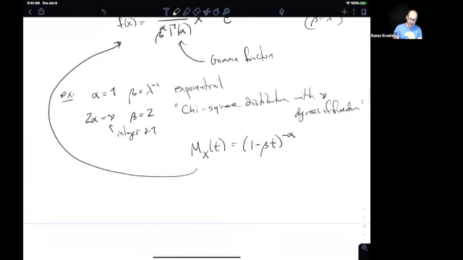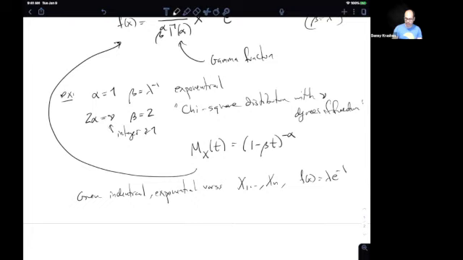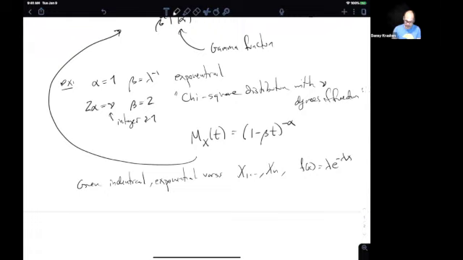So for example, if we're given identical exponential variables x1 through xn, where they each have the probability density function f of x is lambda e to the minus lambda x. And what happens if we take their sum? So the moment generating function of their sum will be the product of the moment generating functions.